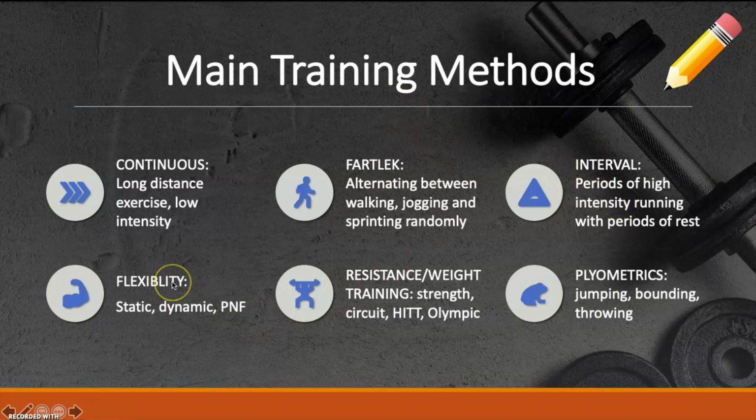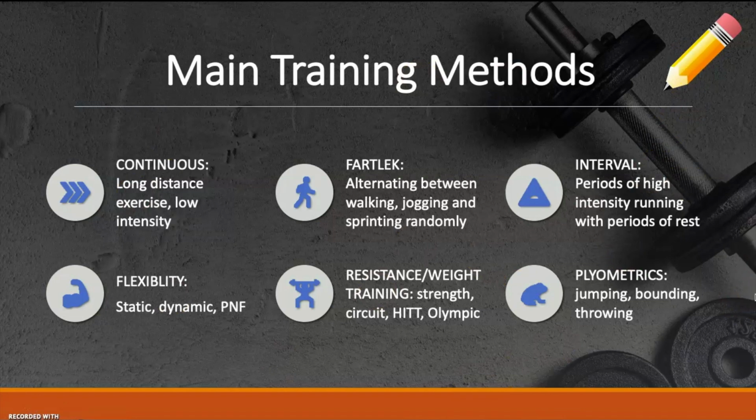Next, we have flexibility, 3 types: static, dynamic, and PNF. We'll dive into that in a moment. We have resistance or weight training. This includes strength, circuit, high-intensity interval training, and Olympic lifting. And finally, we have plyometrics. These are explosive movements such as jumping, bounding, and throwing. These are important to remember, so I suggest pausing the video and writing these down.